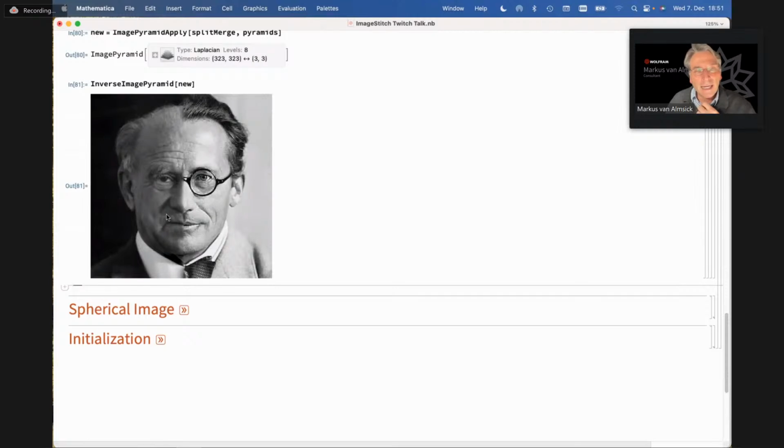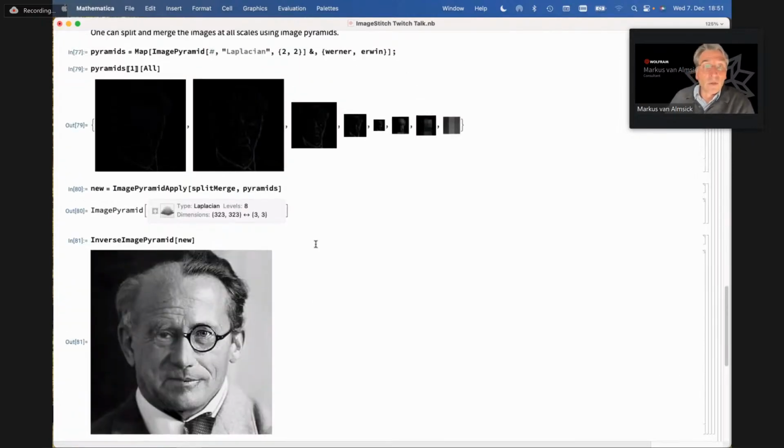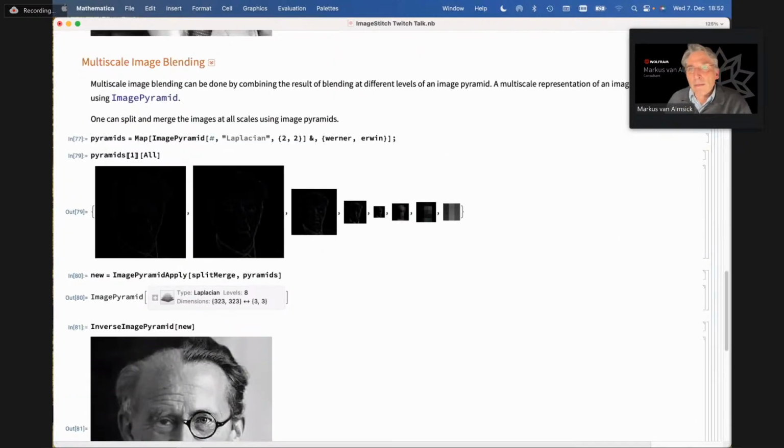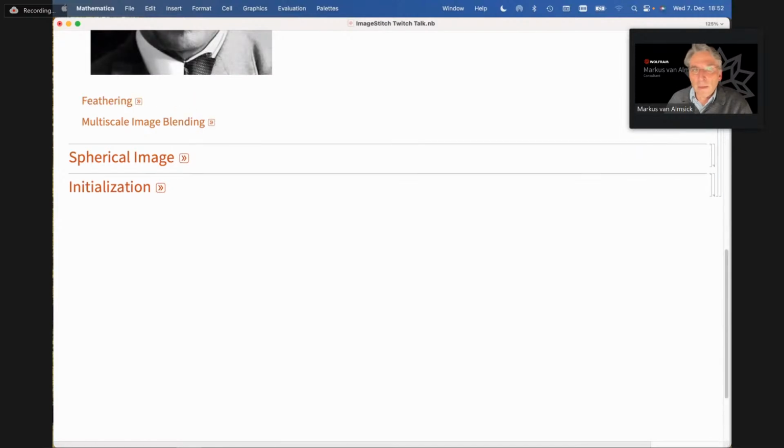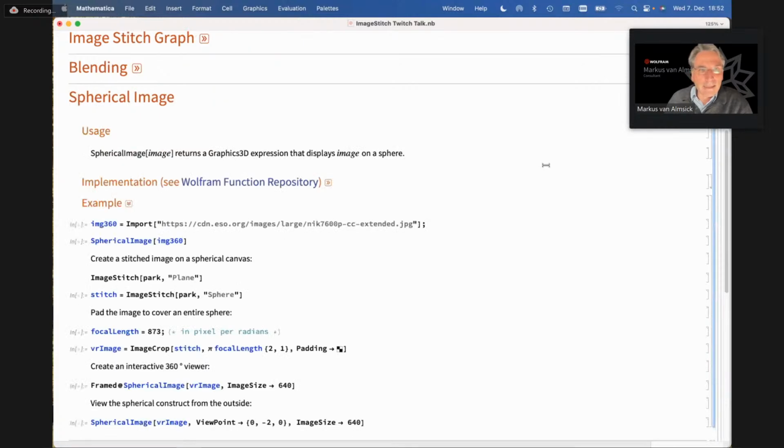And interestingly, I didn't blur here. I made sure that I combined these images at all different scales. And you see that I didn't blur. The human visual system still comprehends this as a fairly coherent image without any soft transitions. So that's another way. And of course, one could combine even feathering and multi-scale blending, something we will consider in future versions of ImageStitch.